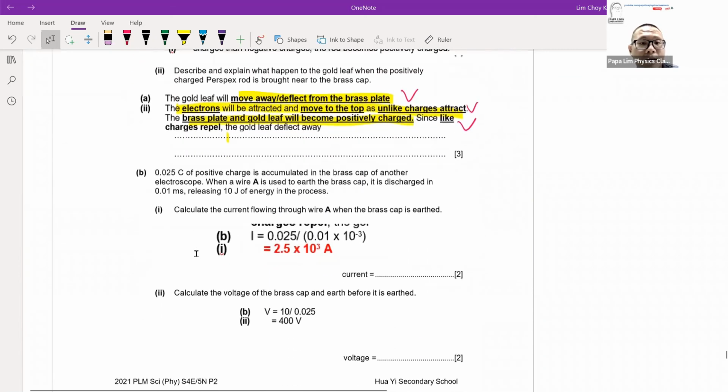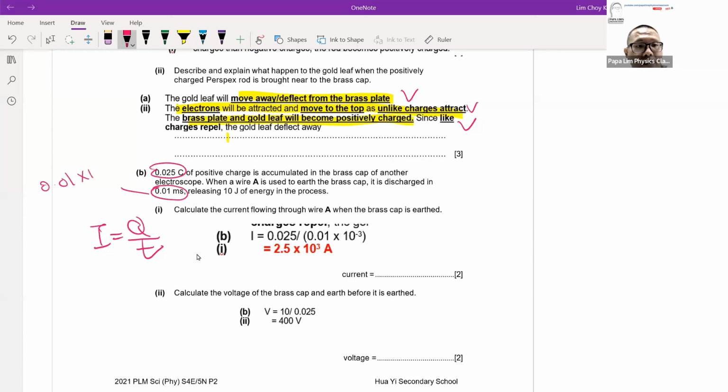Okay. The rest here will be, I would say, the standard formula whereby you look at your charges, current equal to Q over T. The charge flow is 0.025 coulombs. After that, you'll find that the time taken here is 0.01 milliseconds. Remember milli is 10 to the power minus 3 second, SI unit. So 0.025 divided by the time taken, you have the current flowing through the brass plate.